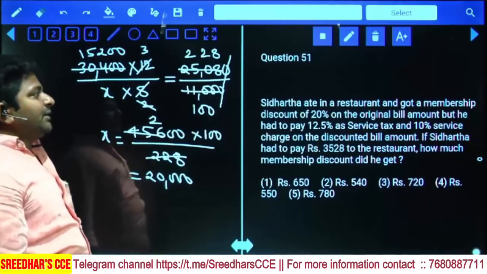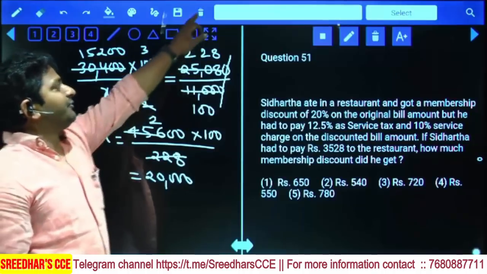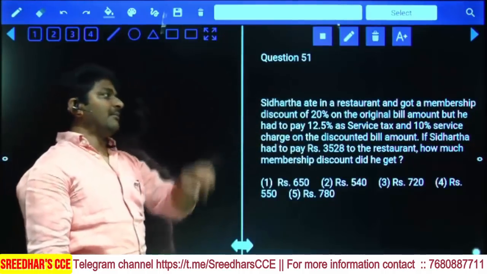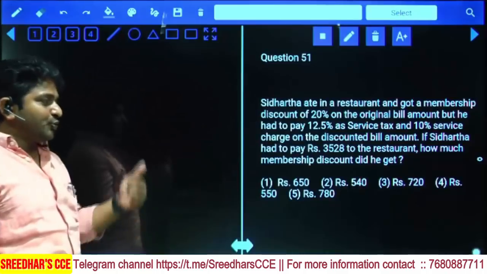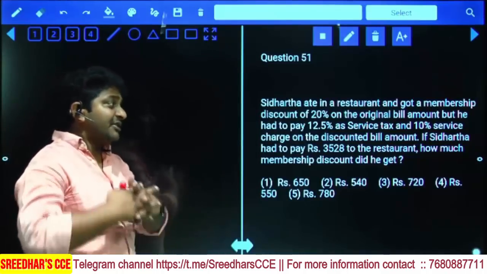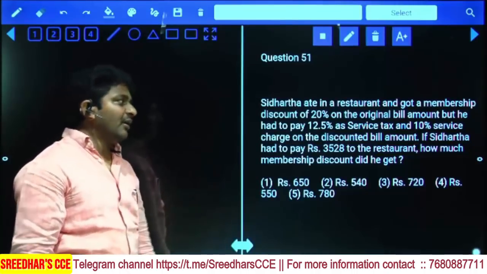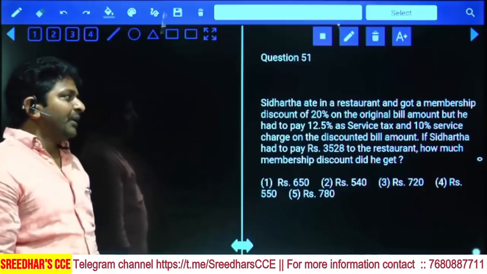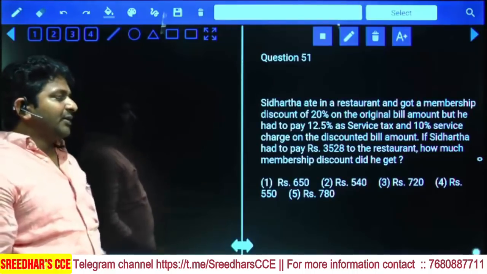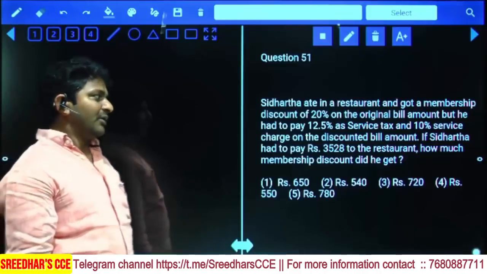Next, 51. Siddharth ate in a restaurant and got a membership discount of 20% on the original bill amount, but he had to pay 12.5% as service tax and 10% service charge. Service tax is different, service charge is different, on the discounted bill amount. If Siddharth had to pay 3,528 to the restaurant, how much membership discount did he get?